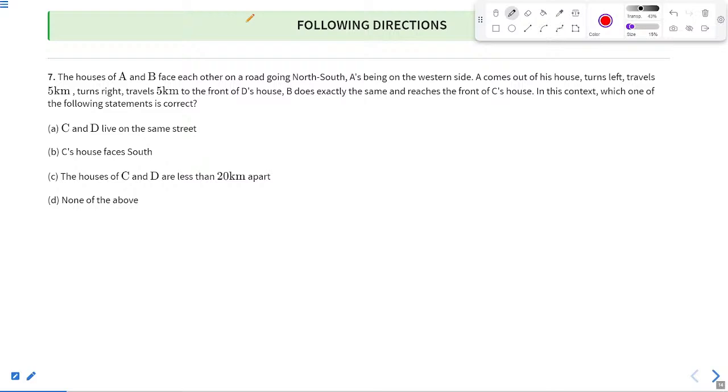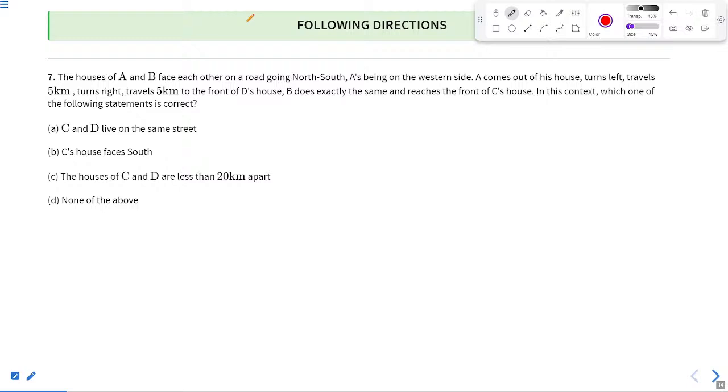7. The houses A and B are on a road going from north to south. A being on the western side, A comes out of the house, turns left and travels 15 kilometers. Turns right, travels 5 kilometers towards the house of D. B does exactly the same and reaches the front of C's house. In this context, which of the following statements is true?